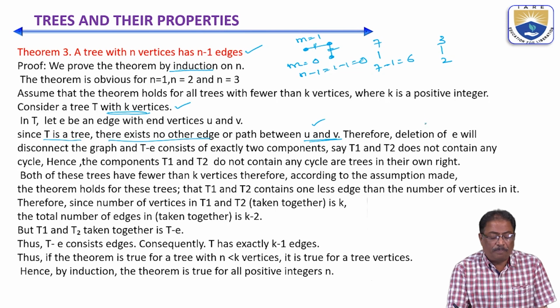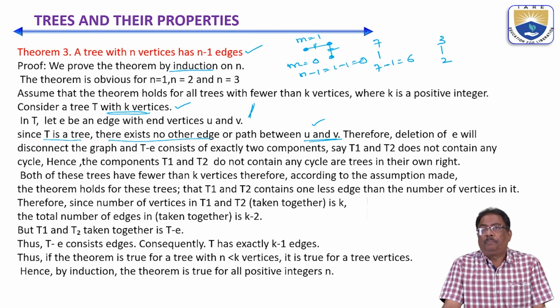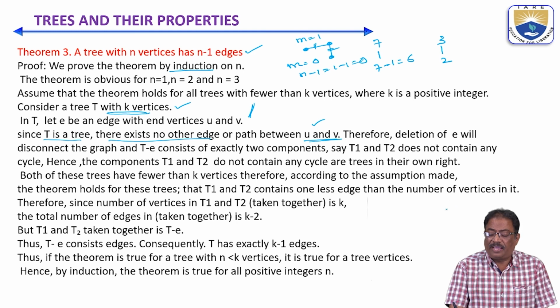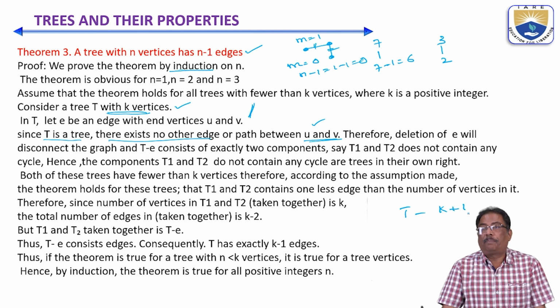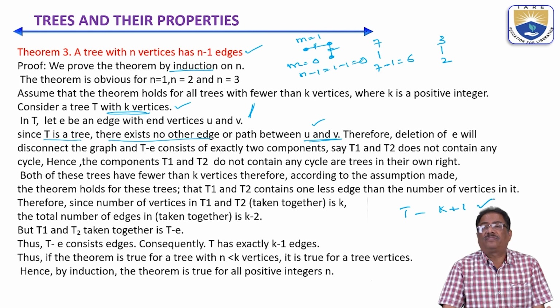Therefore, for this, this is the assumption step, and we are going to consider a graph. Let us say a tree which is having k plus 1 vertices. Now we are going to prove that the theorem is true for this. Then obviously we can say that the theorem is true for any number of vertices.